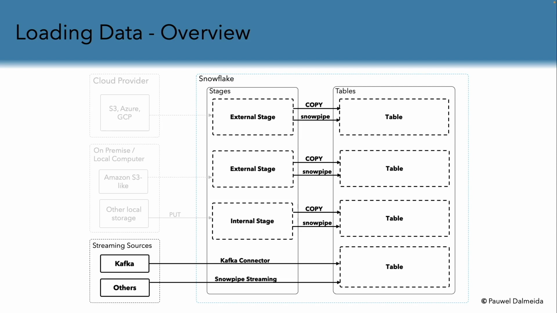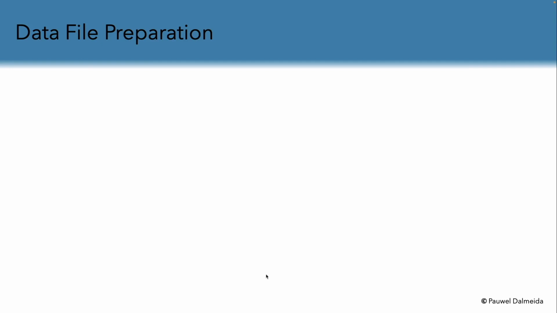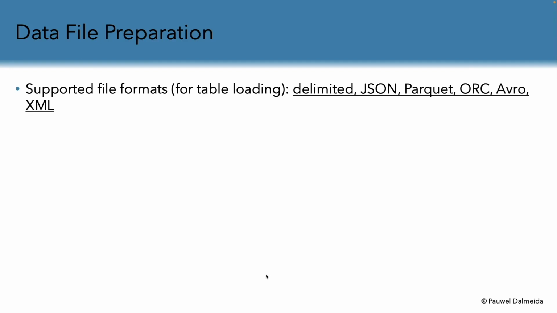But first, we have to know how to prepare our file before loading. The first thing we have to know is that the supported file formats for table loading are delimited, JSON, Parquet, ORC, Avro, and XML. It is different from a stage because in a stage you can store whatever you want. But if you want to load data into a table, the source data has to be in these formats: delimited, JSON, Parquet, ORC, Avro, or XML.